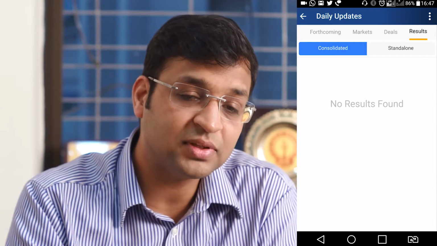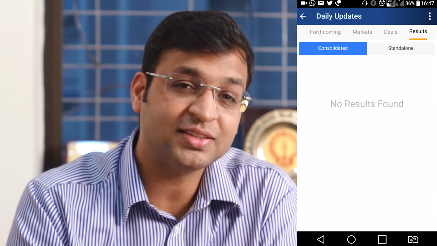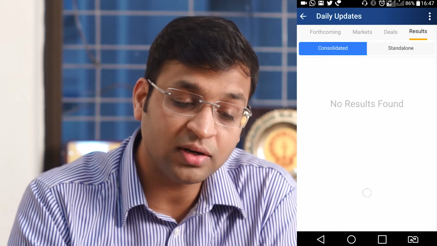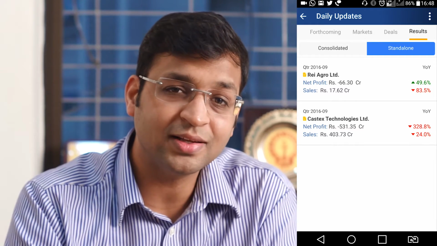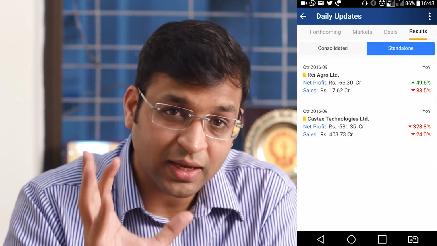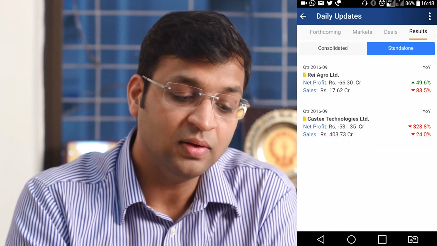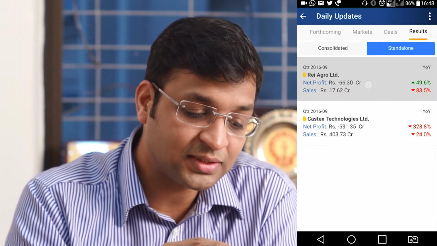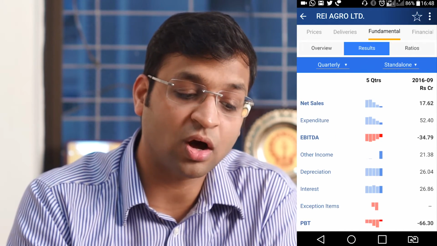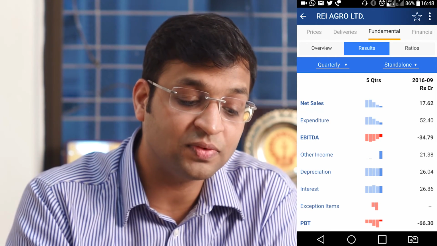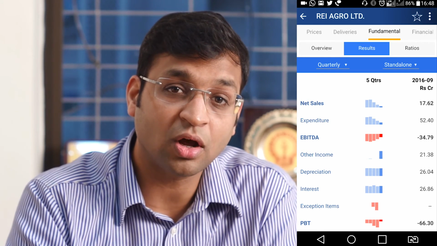Now the last tab of this section is the result tab, which essentially talks about the results which are declared today. The result can be on a consolidated basis or on a standalone basis. The result can be a quarterly result or an annual result as well. All these major stocks, again I'm re-emphasizing this point, all the major stocks who give results will be listed here, and from this tab you can actually get inside the stock, get inside the results page specifically and make sense of the result which the company has disclosed. So this is all about the daily update.